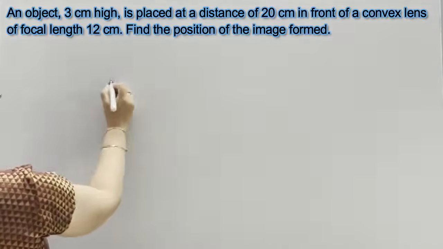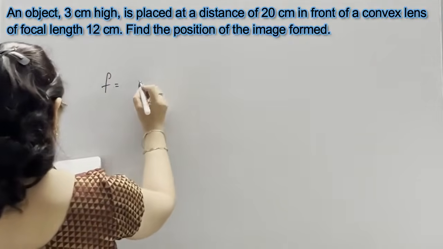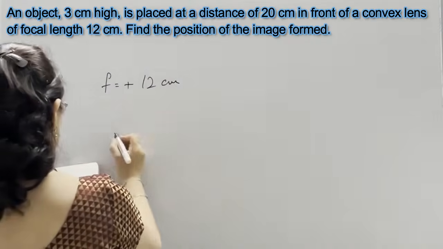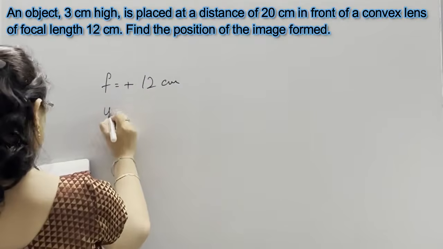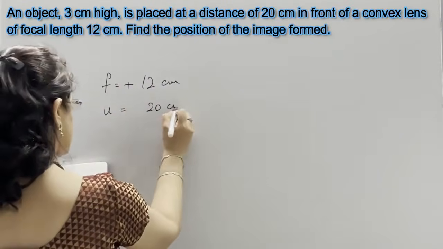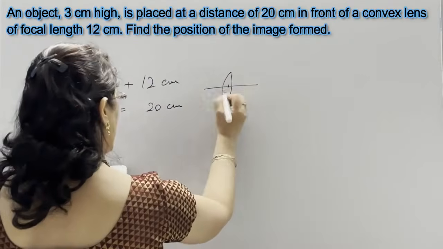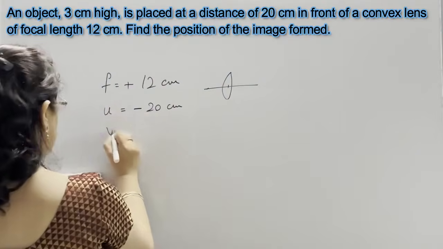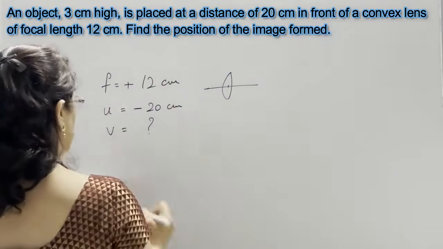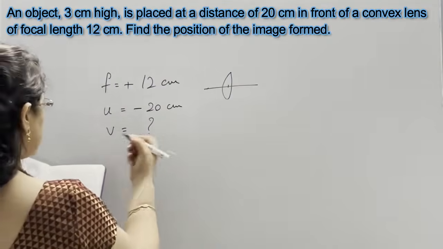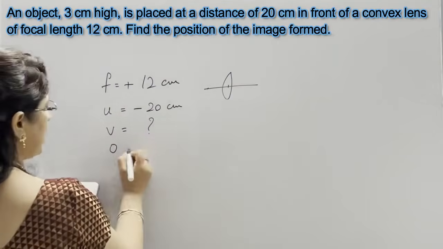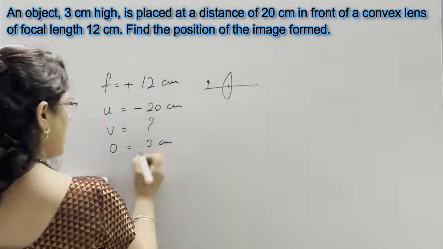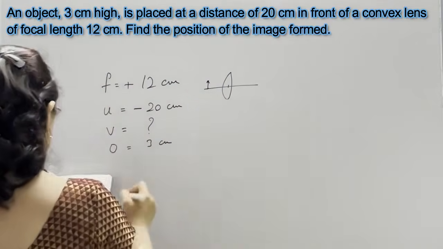So here the focal length of the convex lens is given as 12 centimeter, and we know that this is a convex lens, so the focal length is positive, and the object distance is 20 centimeter in front of a convex lens. It means on the left hand side. It means we have to take the minus sign here. Find the position of the image formed. We have to find the value of v. Here the object is 3 centimeter high. It means O is also given. The height of the object is also given, but it is just to confuse you. We are not going to use it, at least in this question.